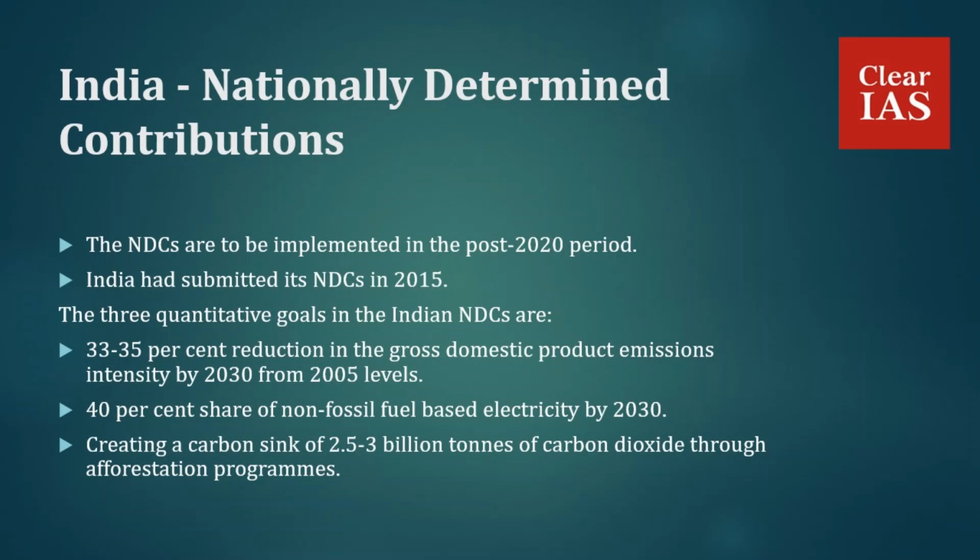India had submitted its NDC in 2015, and there are three quantitative goals. The first one is a 33 to 35% reduction in GDP emissions intensity by 2030 from 2005 levels, and a 40% share of non-fossil fuel based electricity by 2030. And the major one is creating a carbon sink of 2.5 to 3 billion tons of carbon dioxide through afforestation programs. So these are the three NDC quantitative goals of India.